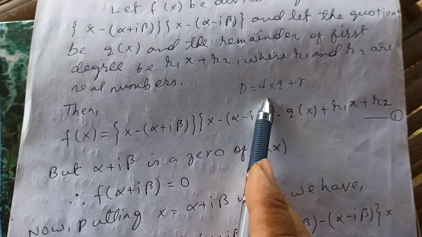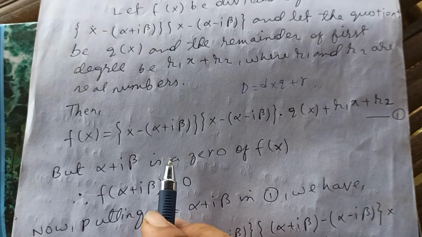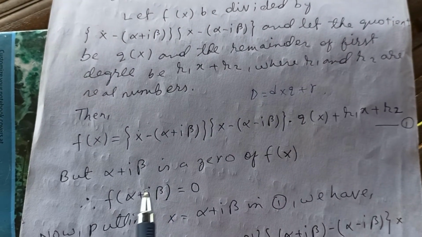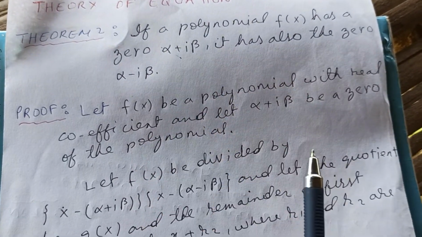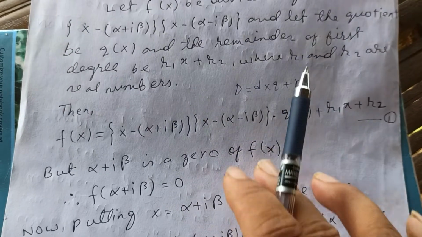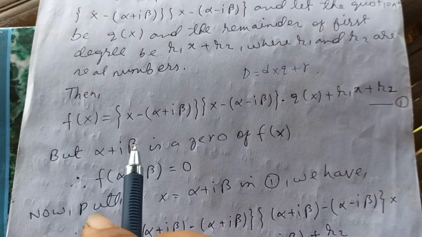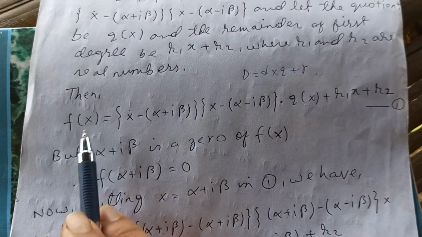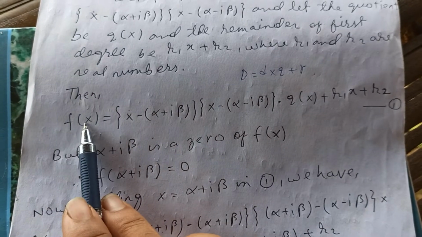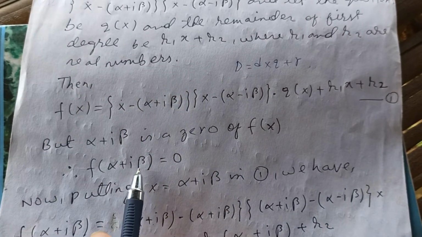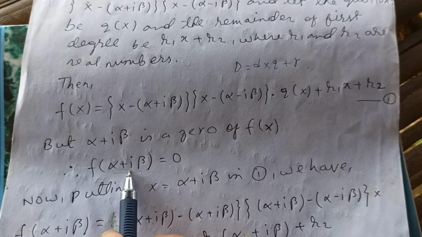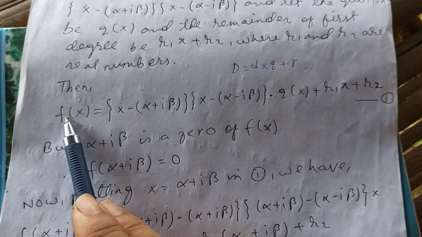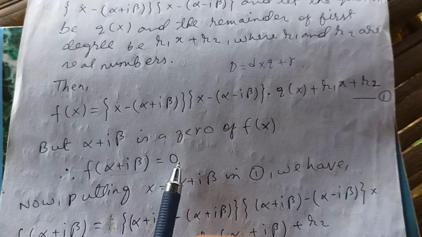So it follows this, but we know that alpha plus i beta is a zero of f of x, meaning it is already given here. So if you substitute the value of x as alpha plus i beta, then you get f of alpha plus i beta is 0, because alpha plus i beta is a zero of this polynomial f of x. That's why it is 0.